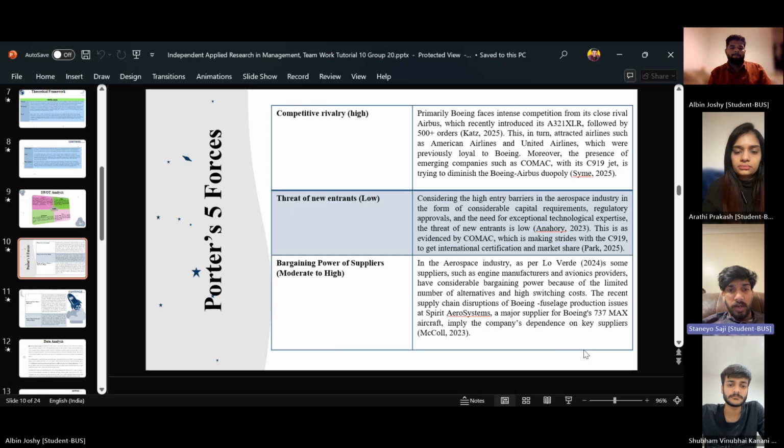Finally, while substitutes like high-speed railway exist, they are not a direct competitor to air travel in most markets. So the threat of substitutes remains low. Thank you.